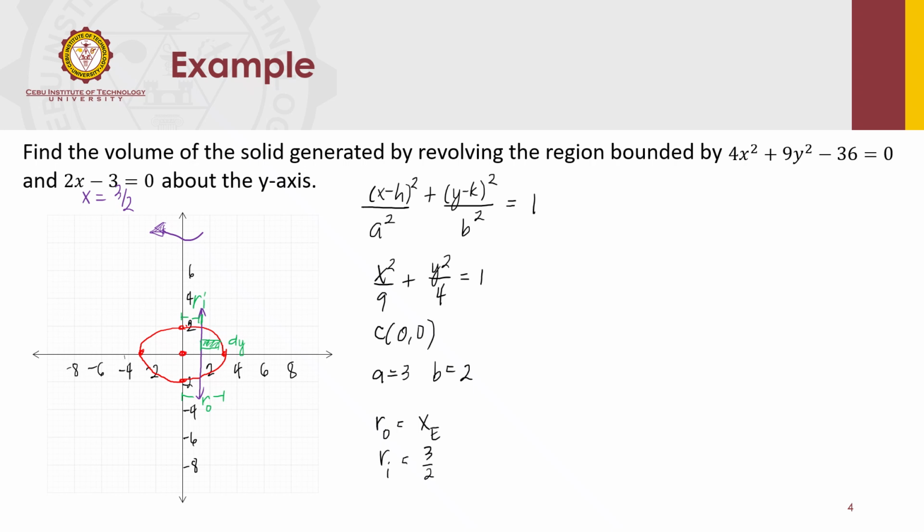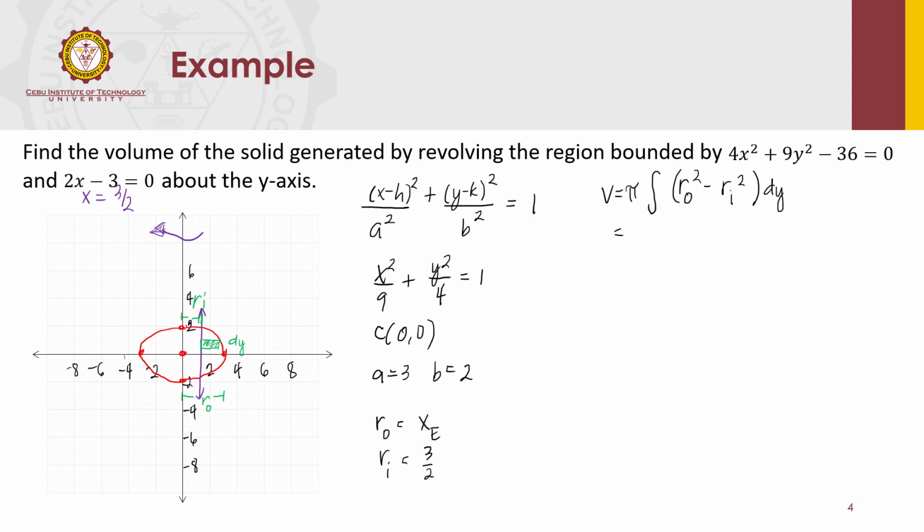So we can now solve for the volume. Let's put the constant outside, and then integral of the outer radius squared minus inner radius squared. We're using a horizontal strip, so we'll use dy. So the expression here should be in terms of y.